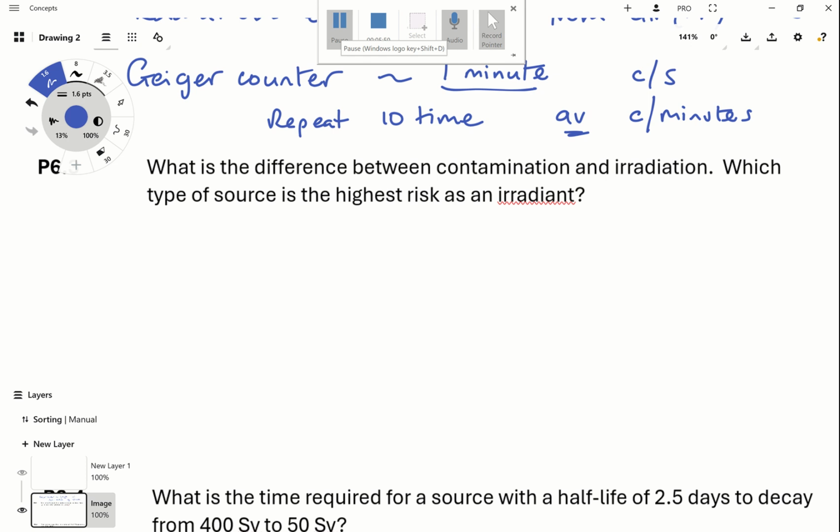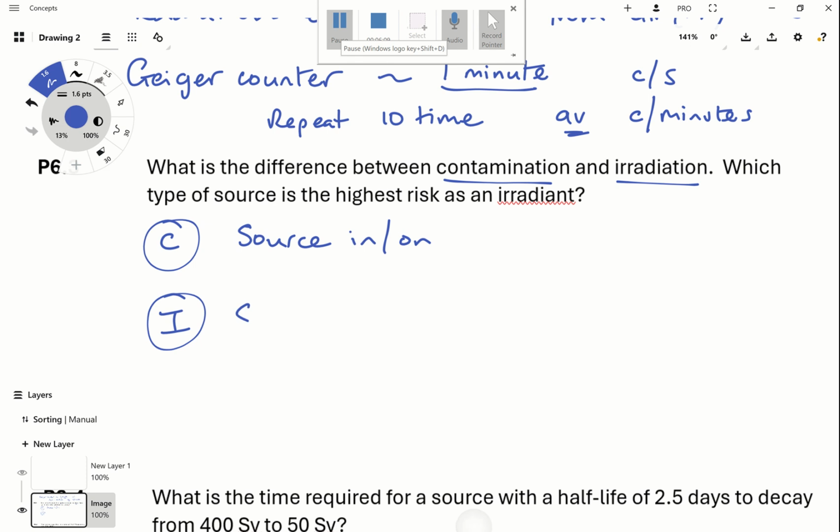So what's the difference between a contaminant and irradiation? So I'm just going to put a C and an I. So a contaminant is when the source is in or on you. And that could be, you could inhale it, you could ingest it, you could place it on the skin. And irradiation is where the source is away from you, it's at a distance.